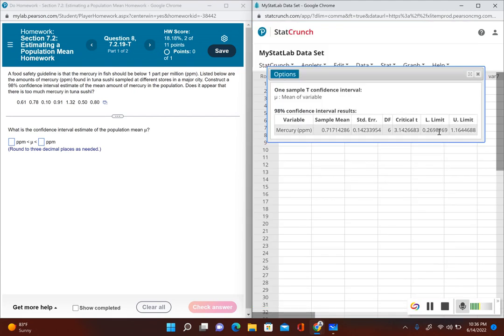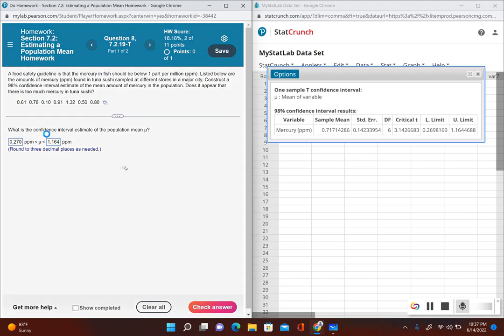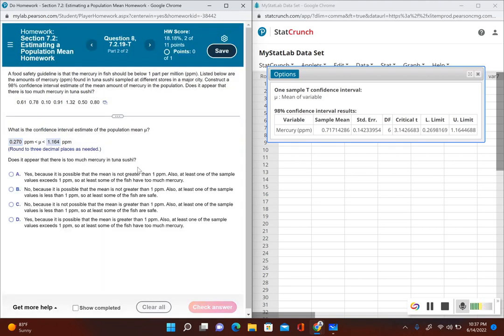So click on compute. And now I have my lower limit and my upper limit right over here. So my lower limit, rounding to three decimal places, I have 0.270. And then my upper limit, 1.164. Now it's asking if there's too much mercury in tuna sushi.